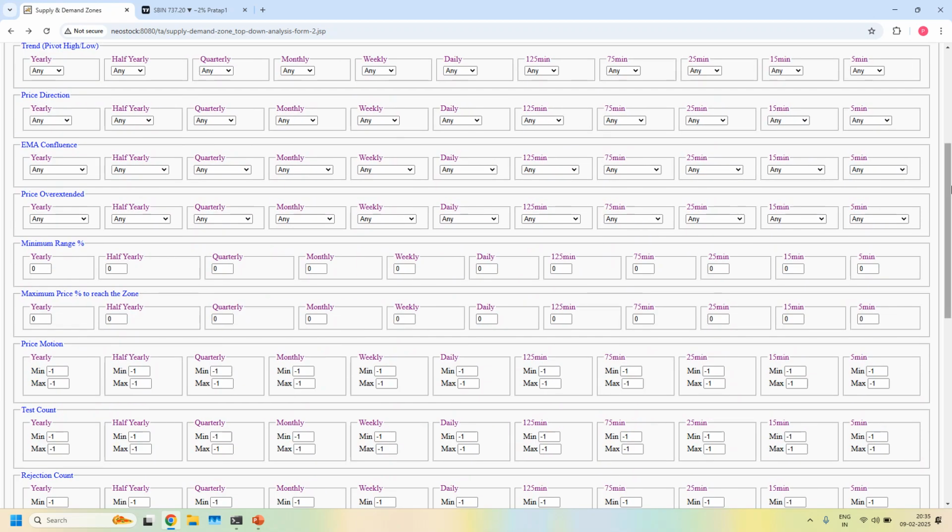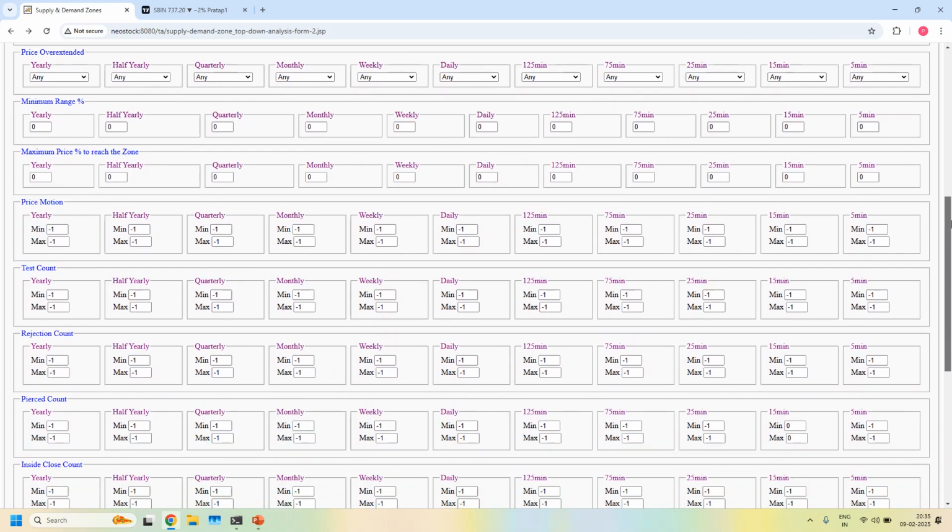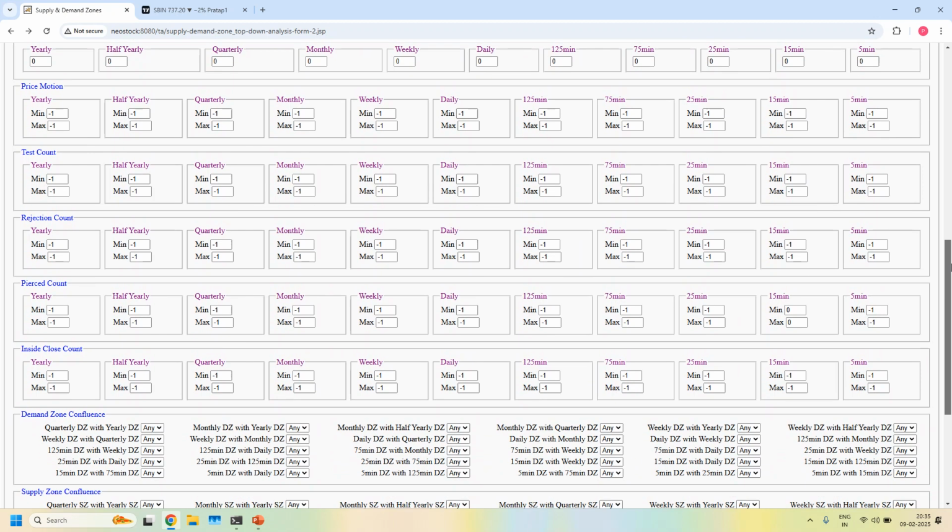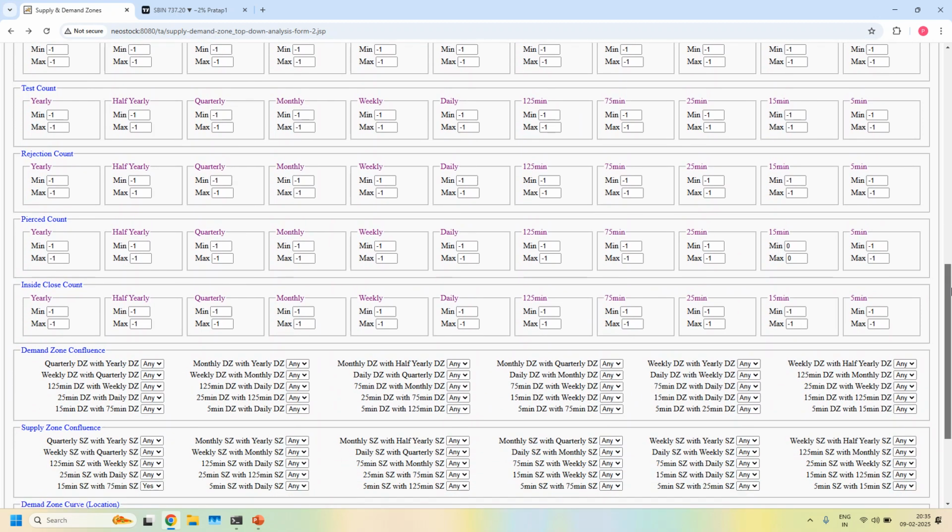And in the supply zone confluence, we should set three filters: LTF, ITF and HTF supply zone confluence. First filter is LTF and ITF supply zone confluence. That filter is already enabled in the previously set report. Next one is LTF and HTF supply zone confluence, that is 15 minutes and daily supply zone confluence.